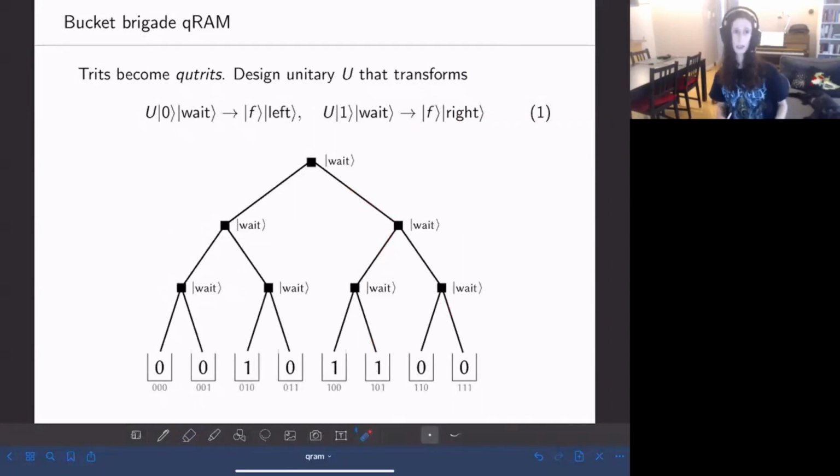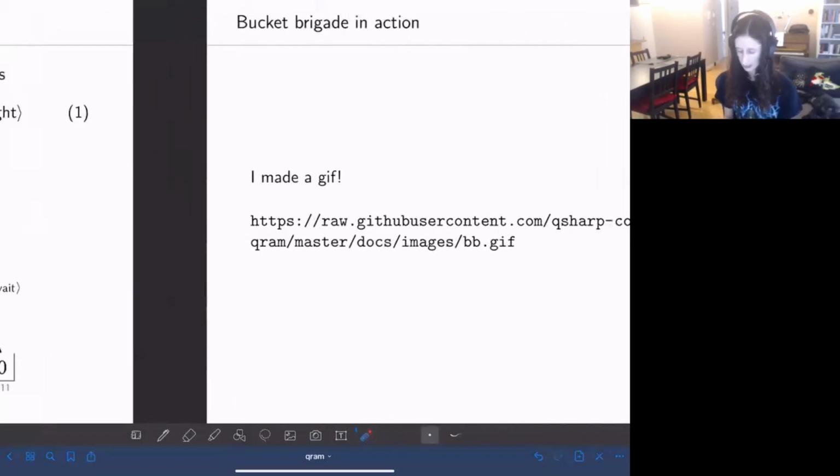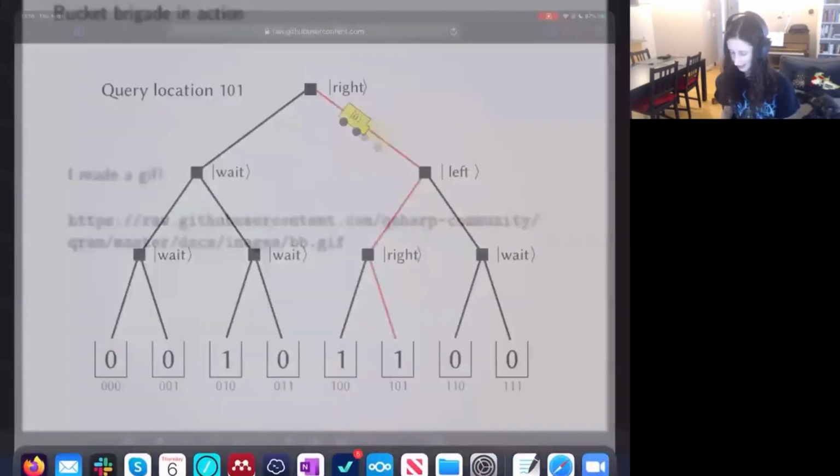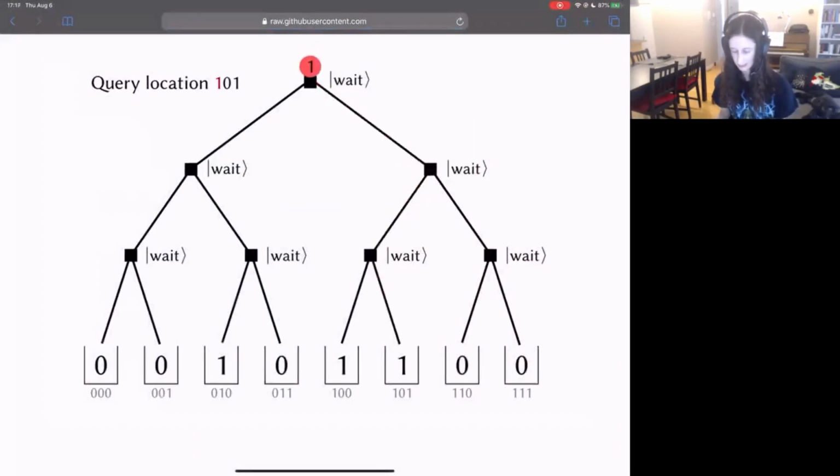So the way this translates to the quantum situation is essentially just by turning these trits into qutrits. And then all of these operations that happen, like sending in address bits, changing things from wait to right or from wait to left, you design unitary operations that do that. And I'll show you this because it's exciting, but I made a GIF of the process to illustrate what would be happening for a bucket brigade qRAM.